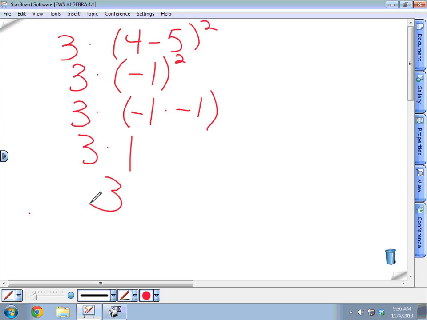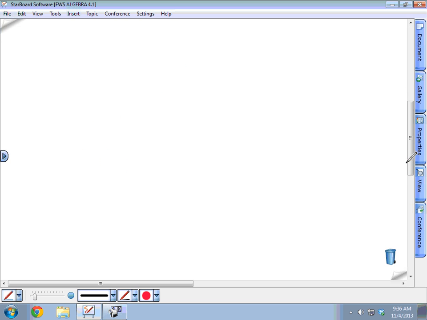Okay, let's do letter B. Elise, you can do B. What problem is this? 31B. So we go left to right or right to left? With like order of operations? Left to right with your multiplication and your addition and all that.